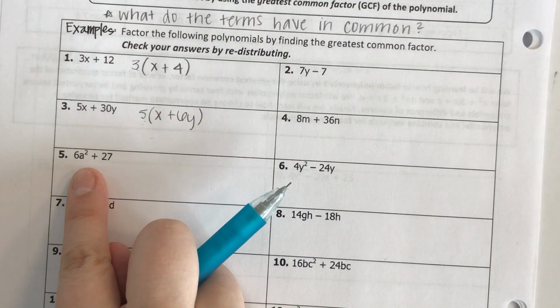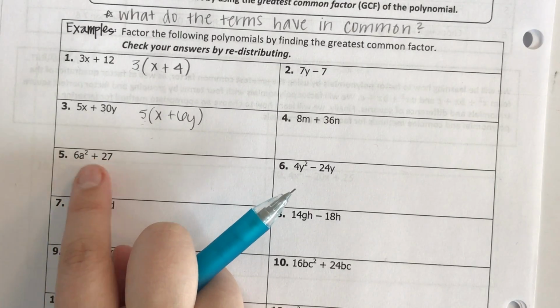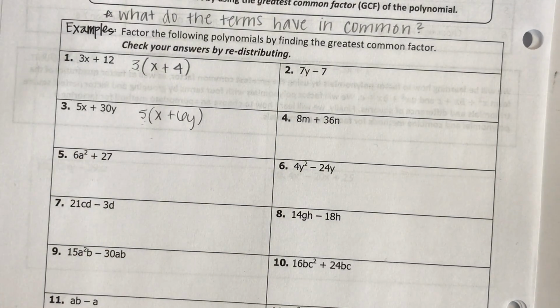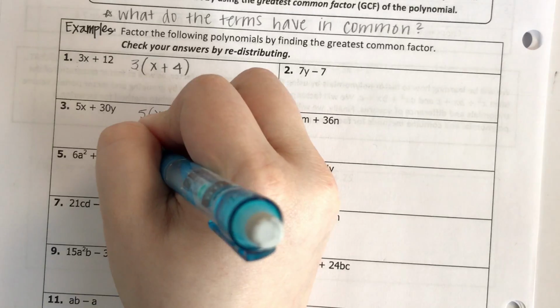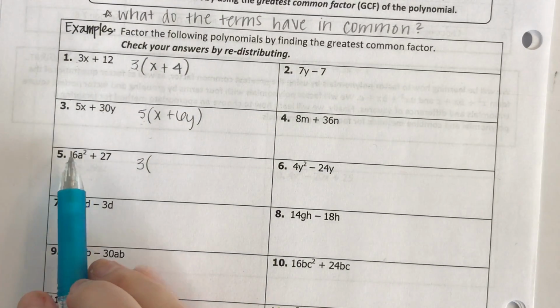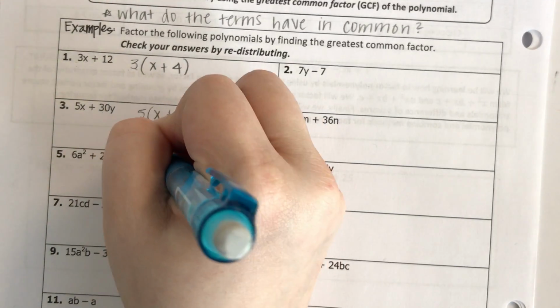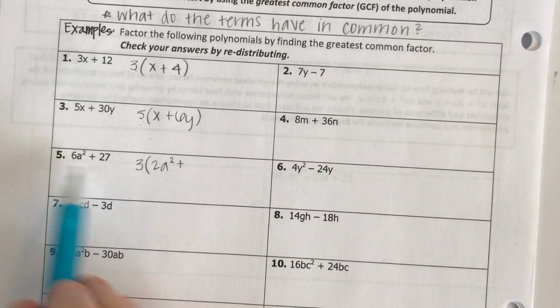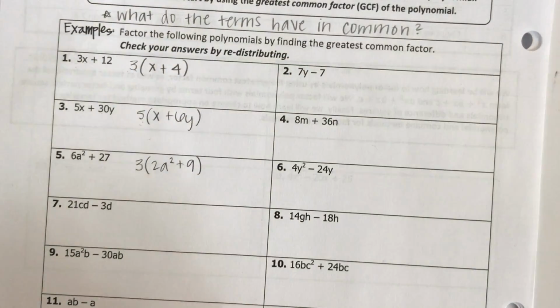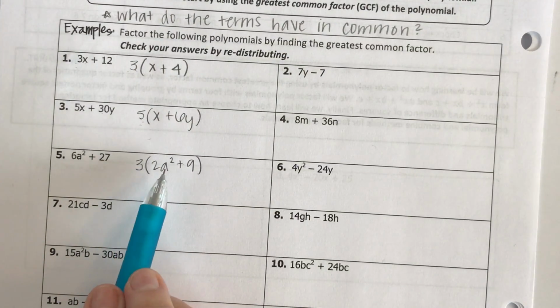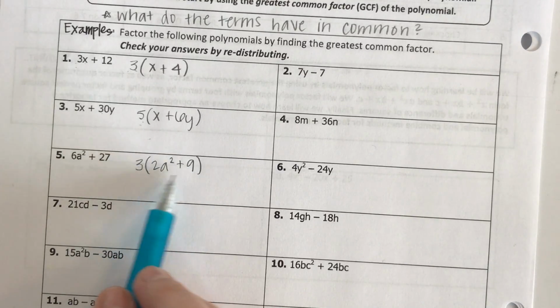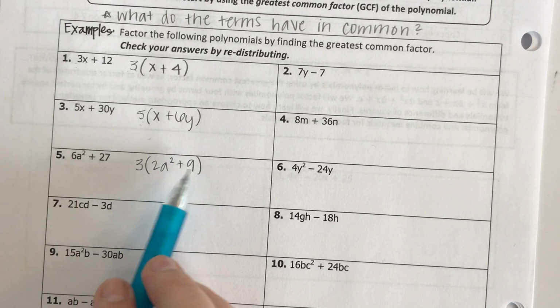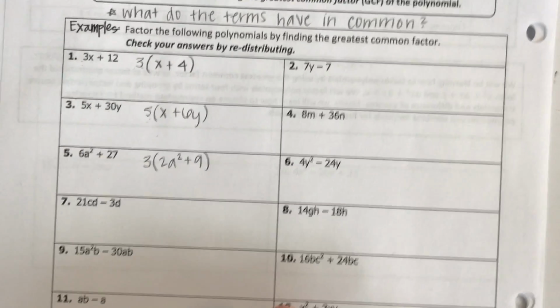Let's try this one. 6a squared plus 27. What can I take out of both of these? Hopefully you thought 3, because 3 would be right. Okay, 6a squared divided by 3 is 2a squared, plus 27 divided by 3 is 9. Again, nothing in common. If you see you can factor something out of both of these, then you didn't find the GCF. Then you keep factoring as you go.